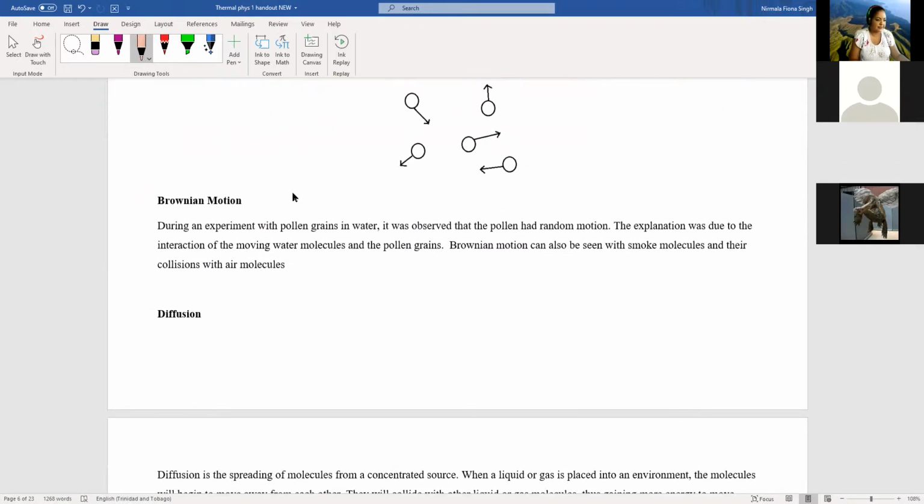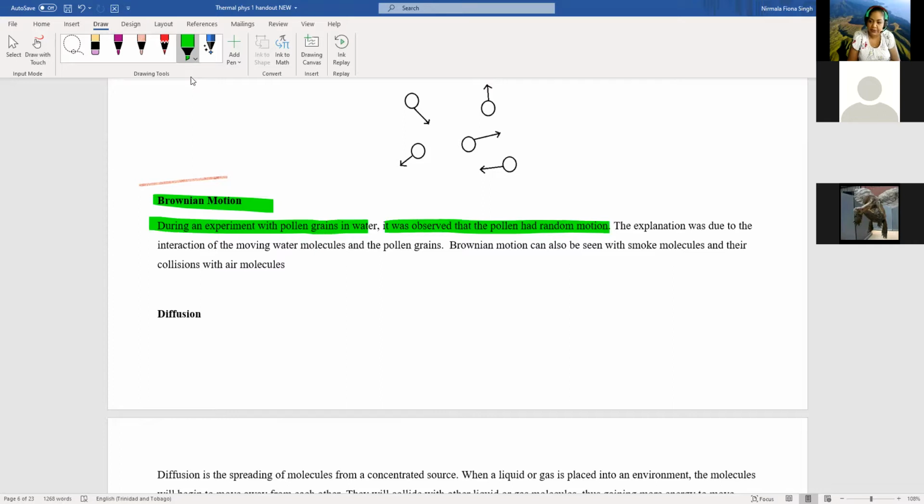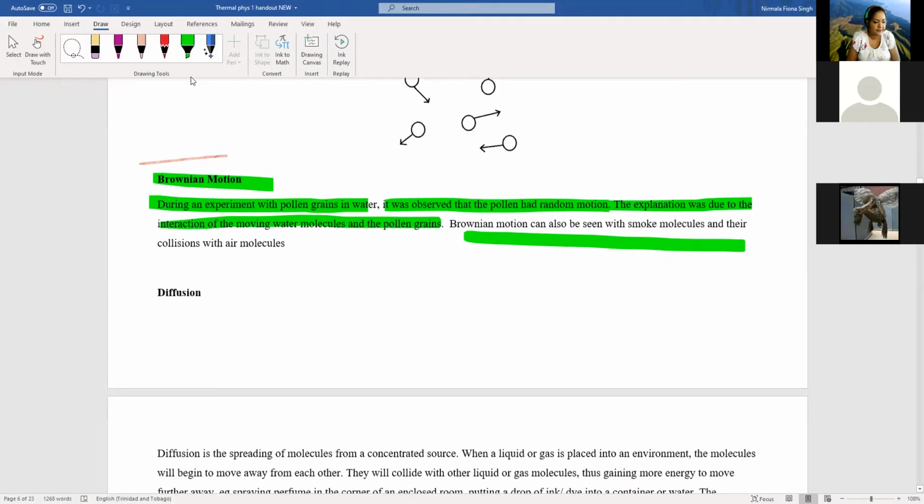Brownian motion. You all should know this from chemistry. You all know this from chemistry or bio? Bio. During an experiment with pollen grains in water, it was observed that pollen had random motion. We know the Brownian motion experiment. The explanation was due to the interactions of the moving water molecules and pollen grains. But Brownian motion can also be seen with smoke molecules and their collision with air molecules.